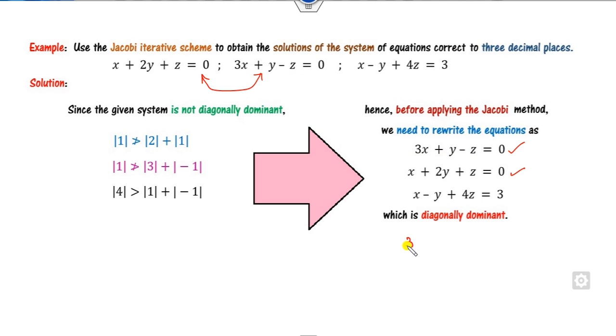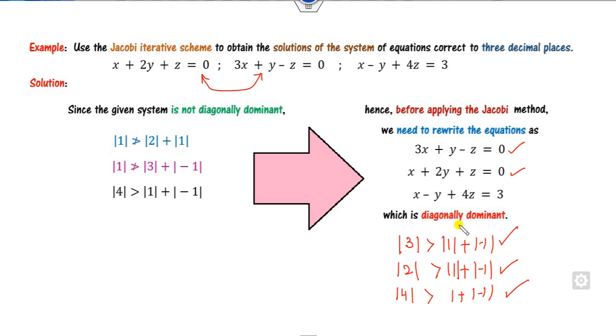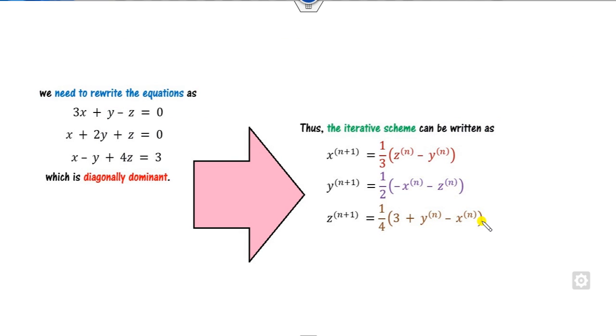Now you can see 3 is greater than the sum of the absolute values of the others, 1 plus minus 1. Satisfied? Look at the second: 2 is greater than 1 plus minus 1. Satisfied? Third is 4, greater than 1 plus minus 1. It's satisfied. So therefore it's diagonally dominant. Once it's diagonally dominant, the Jacobi method will converge for any guess.